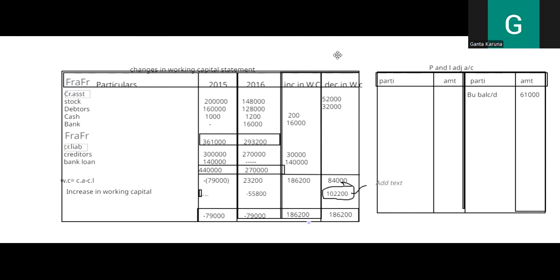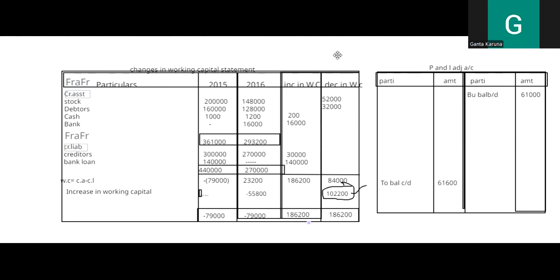And here it is to balance carried down. Here I have written carried down, but here it used to be carried down and there it used to be brought down. Can I correct it now? Yes. It is brought down capital and it is carried down capital.